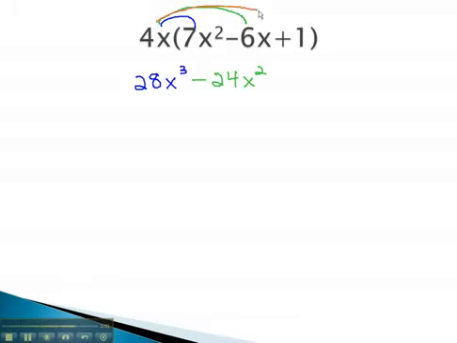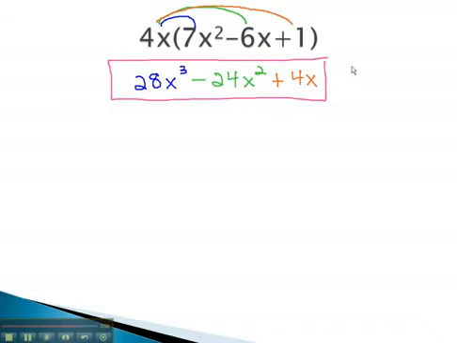Finish by multiplying the 4x times the 1. 4x times 1 is 4x, and that will complete our problem. Again, we are not allowed to combine the 28, negative 24, and 4 because they are not like terms. The variables do not have matching exponents. This will complete our problem.